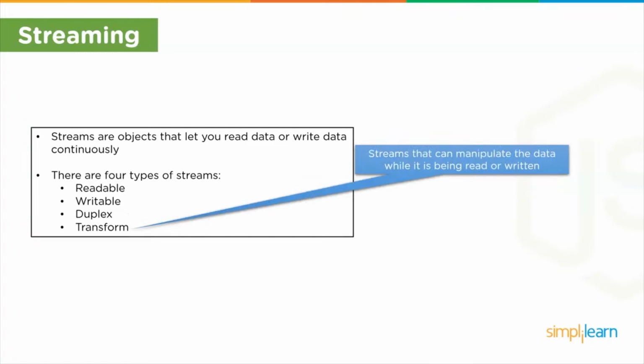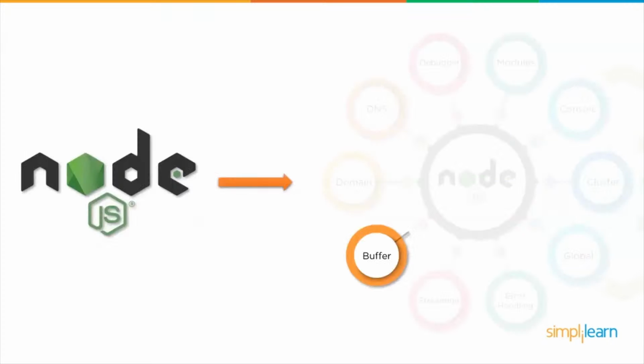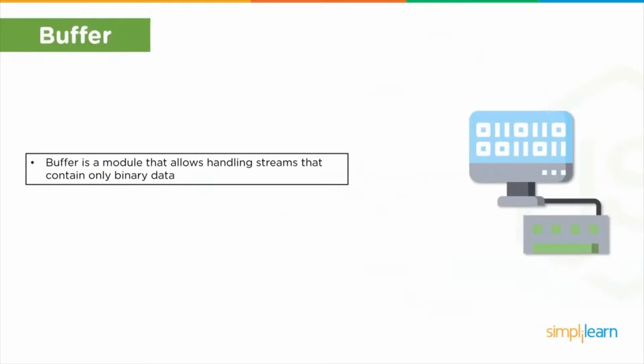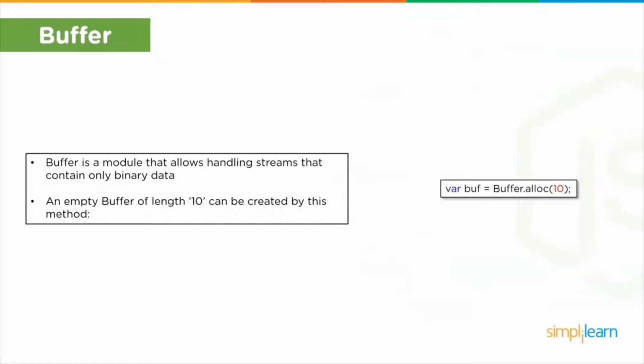Lastly, we have transform. These streams can manipulate the data while it is being read or written. Moving on to the next component, buffer. The JavaScript language has no mechanism for reading or manipulating streams of binary data. Buffer is a module that allows handling streams that contain only binary data. An empty buffer of length 10 can be created by this method.